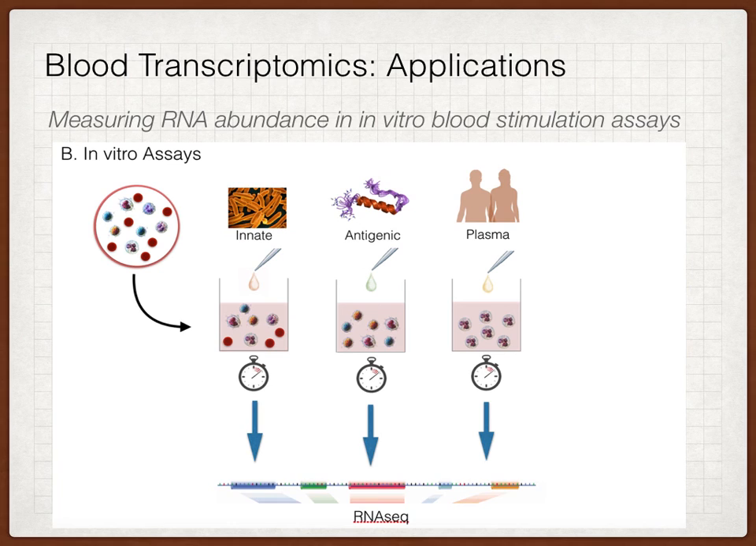Another application of blood transcriptomics is as readout in vitro blood stimulation assays. For instance, these stimuli can be pathogen-derived molecules and other host-derived immune factors. This allows measurement of the competence of the innate immune system.